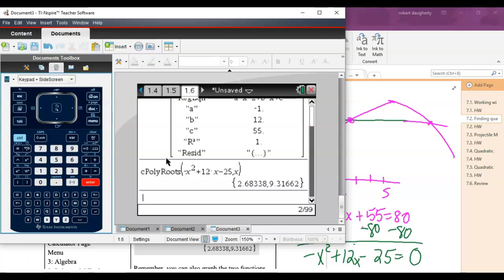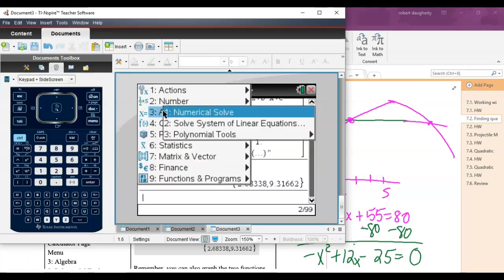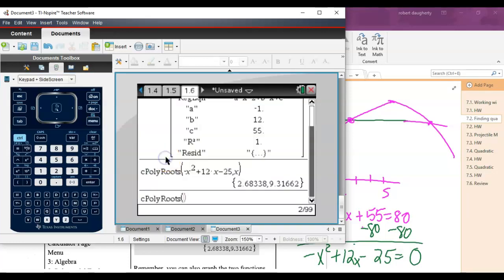It was menu, algebra, polynomials, complex roots. Or you could just type in cPolyRoots. If that's too hard, you can type in c, complex polynomial roots. Okay. Pardon me? Yeah, you can type it in. You can type in cPolyRoots, parentheses, and do that.